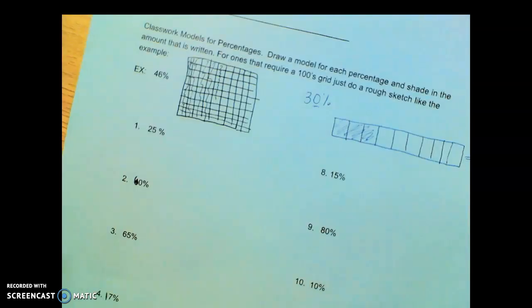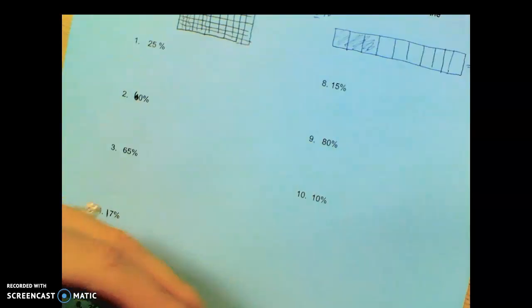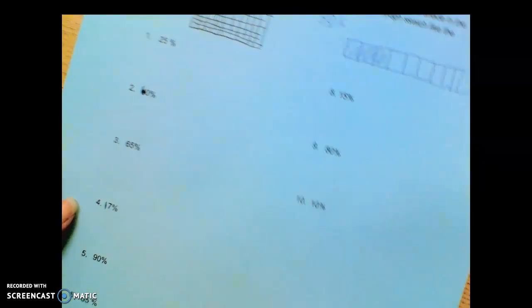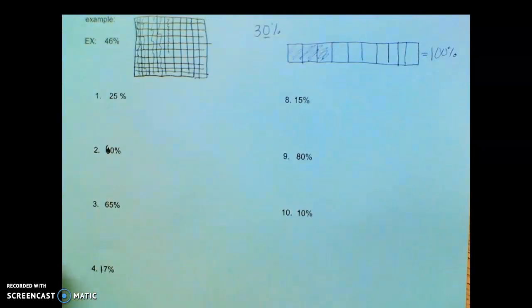So now I want you to pause the video after I'm done with these instructions and try these on your own, and then come back and see if you have the same models and the same shadings that I do. If you don't, then think about what picture you used and why you used it, and fix them from there. So push pause, do the work, and then check back to see if you are correct.